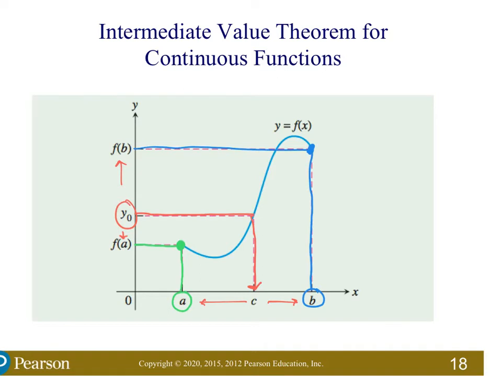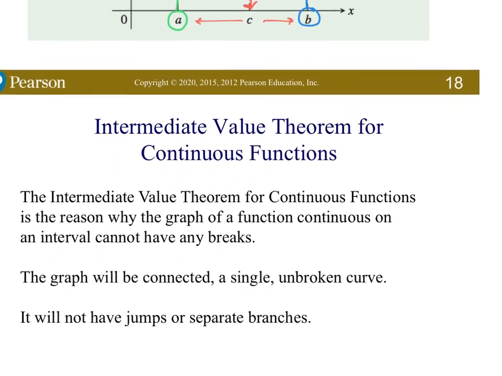It's really not so much about starting at a c value and going to find the y value. It's more of finding the y value and being able to go back and find the c value. So if you can find a y value between those two, you should be able to trace it back to a c value. That, in a nutshell, is the intermediate value theorem.